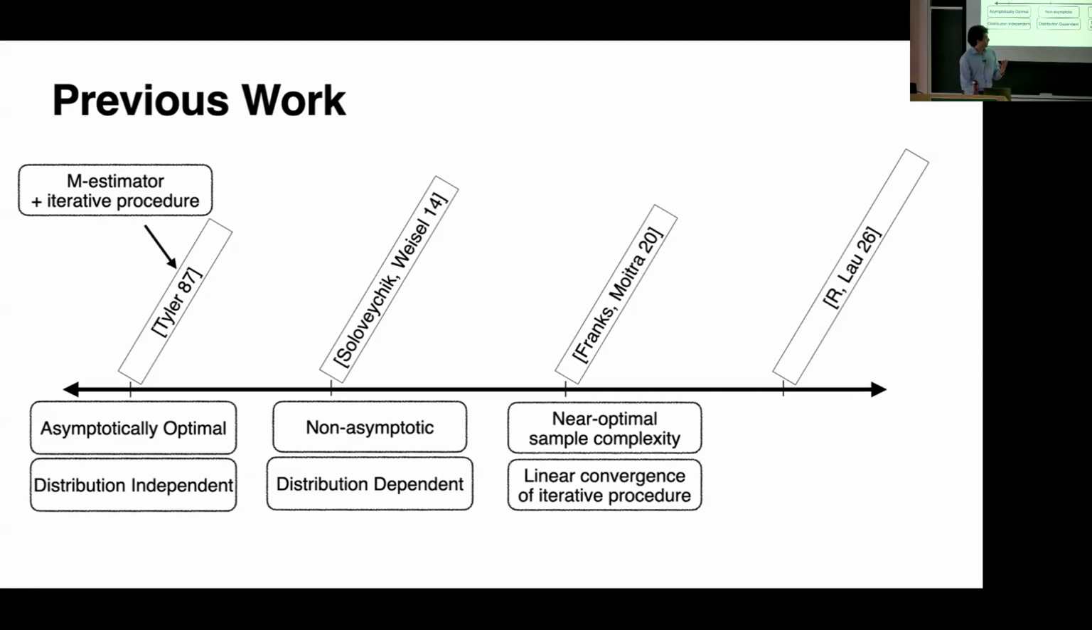And so the next really nice result in this line, which is where I entered the question, was by Franks and Moitra in 2020. They gave near optimal sample complexity bounds that are importantly distribution independent. Another really nice result is that they were able to prove that the natural iterative procedure that Tyler defined converges linearly to the M-estimator. So these are, I would say, pretty surprising results.